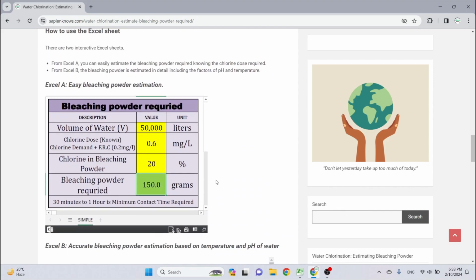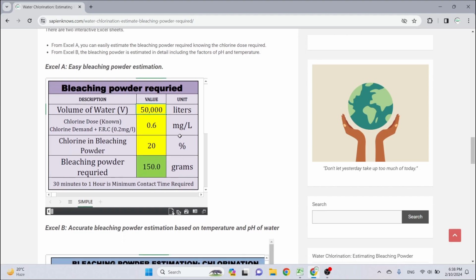So in these two ways, first, without considering the pH and the temperature, you just need the chlorine content in the bleaching powder, the chlorine dose and the volume of water. You get the total bleaching powder to be kept in the water for disinfecting and also to keep a free residual chlorine in the water for further disinfection.